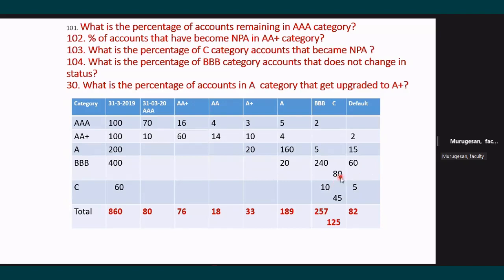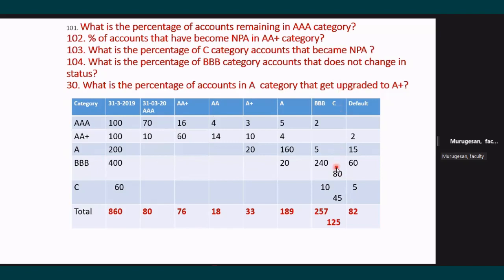And how many accounts have become slipped to C? Out of 400 accounts, 80 accounts have become C. Okay, so that means 20% of the accounts have been downgraded to C. Earlier 400 accounts are there. Now 80 accounts have become low graded, slipped to C. So 80 into 400, how much was it? 20%, correct? 10% is 40, 20% is 80. So the 20% of the triple B category have now slipped, downgraded to C grade.